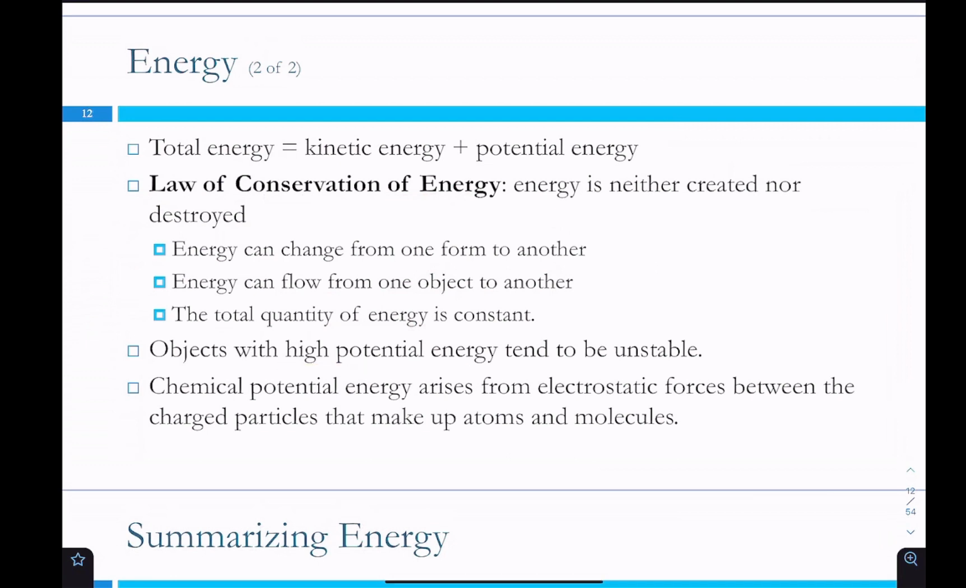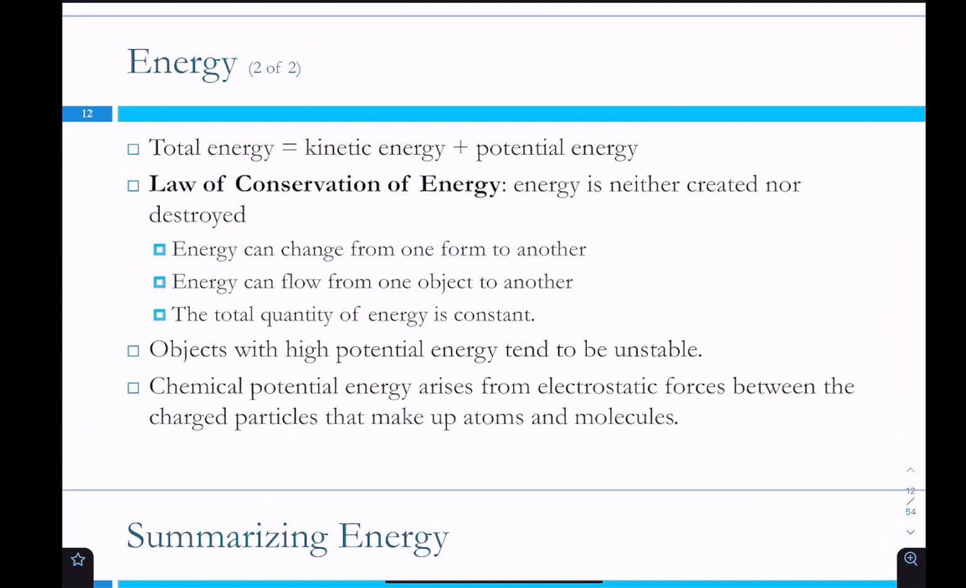Oh yeah, chemical potential energy is here. So chemical potential energy arises from electrostatic forces between charged particles that make up atoms and molecules. Most of the time we talk about that energy sort of being stored in bonds. So the forces that hold atoms and molecules together are, I guess in essence, made of energy. And sometimes breaking bonds releases energy, forming new bonds requires energy.